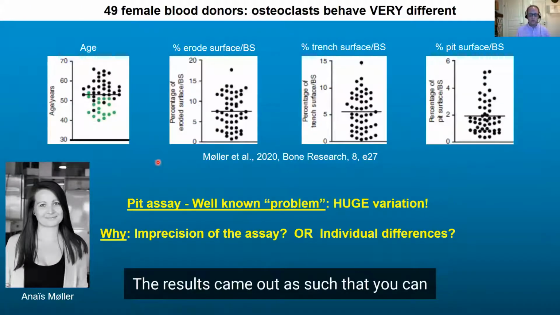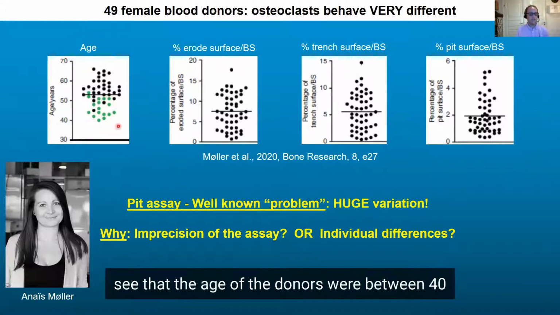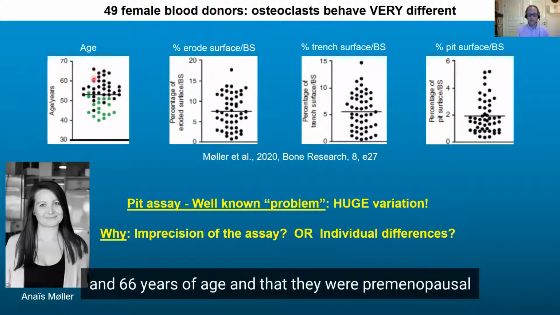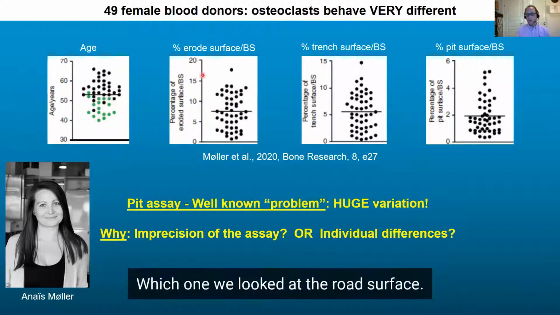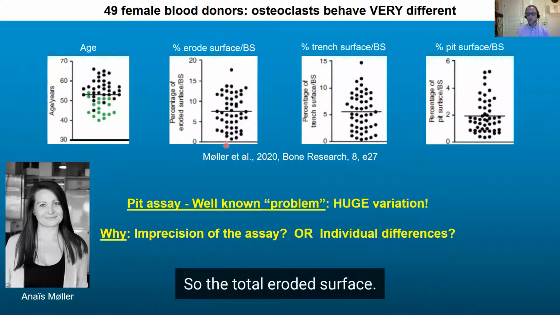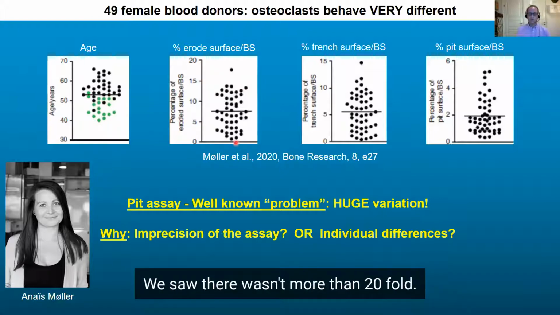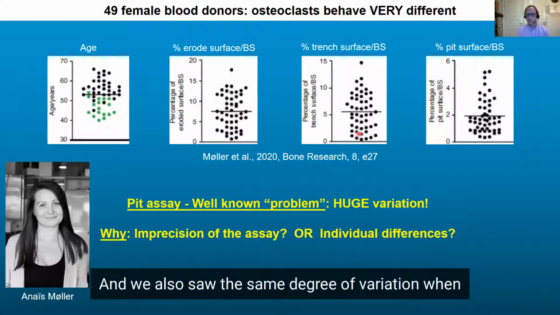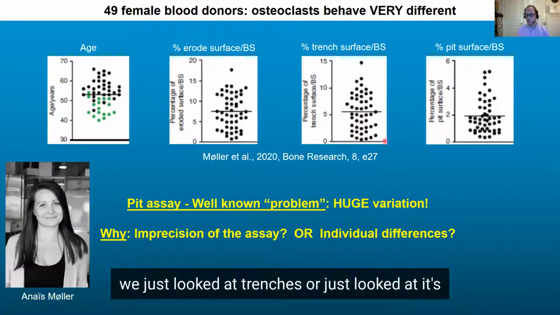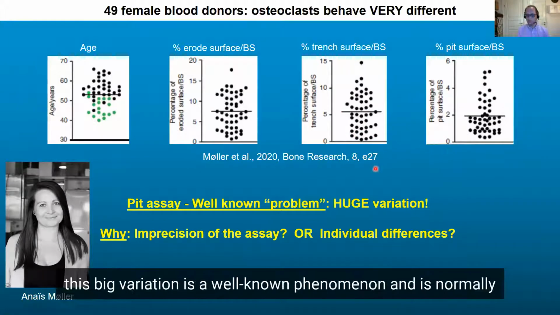The results came out such that here you can see that the age of the donors was between 40 and 66 years, and that they were premenopausal women in green and postmenopausal in black. When we looked at the total eroded surface, we saw a more than 20-fold variation between the osteoclasts from different donors. And we also saw the same degree of variation when we just looked at trenches or just looked at pits.